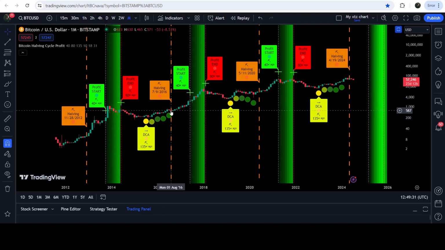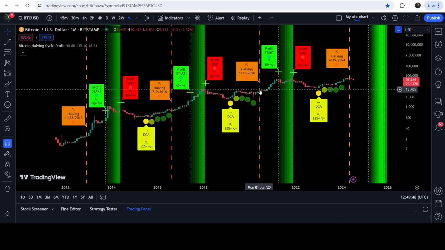Then we had another halving in the month of August 2016. We had another rally. This profit take area started here in the month of June 2017 and ended here in the month of January 2018. Then we had another long-term bearish move. By the way, this is the monthly time frame chart.